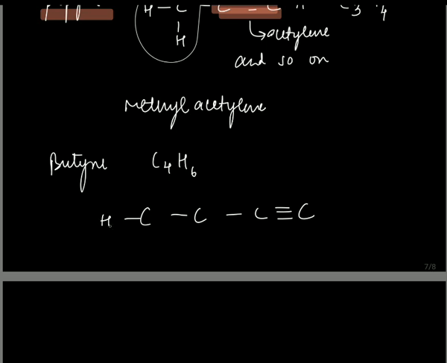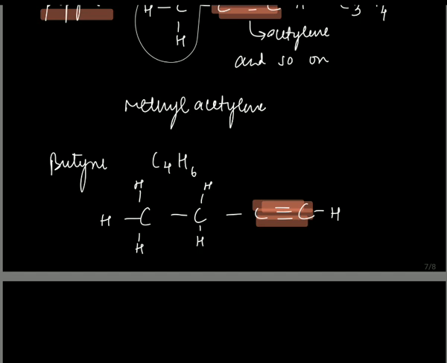I have a habit of writing in the condensed formula, but since I haven't introduced condensed formula yet, I'm writing the structural formula. So if you can see, this is C4H6. This is butyne. How can we commonly write it? This is our acetylene, the carbon-carbon triple bond. Acetylene means it has a triple bond.